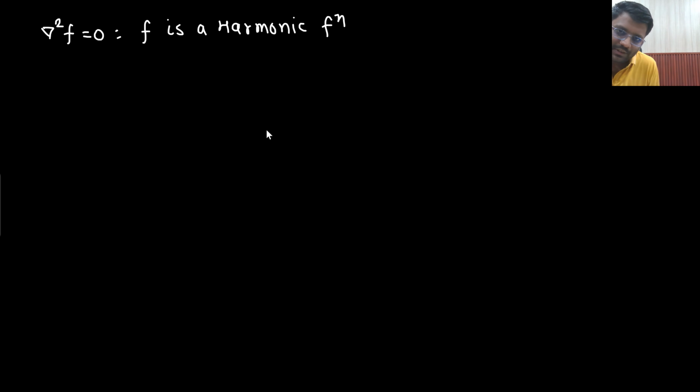Now do you remember one thing, that if del square f comes out to be 0, we used to say that f is a harmonic function. Now what we have seen, del square u is coming out to be 0, del square v is coming out to be 0. Then we can say u and v are harmonic functions.